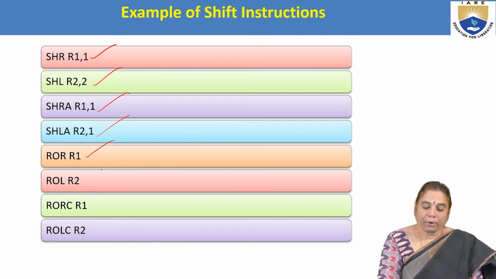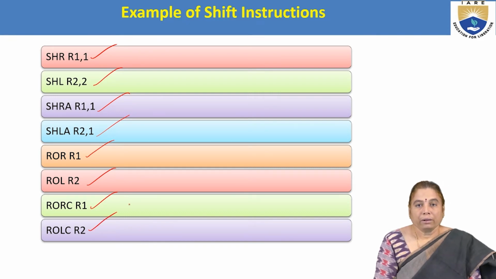ROR R1: rotate right the R1 content. ROL R2: rotate left the R2 content. RORC R1: along with the carry, rotate right the R1 content. ROLC R2 means rotate left along with the carry the content of register R2. So these are the variety of data manipulation instructions.